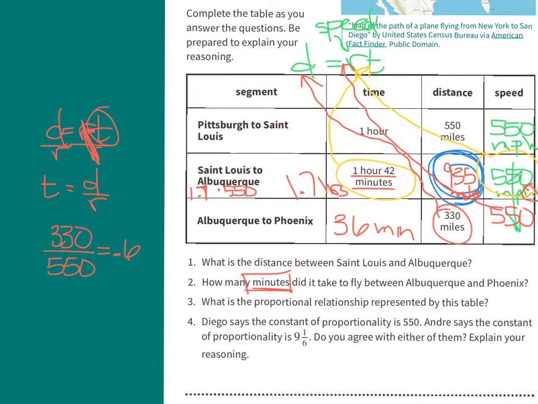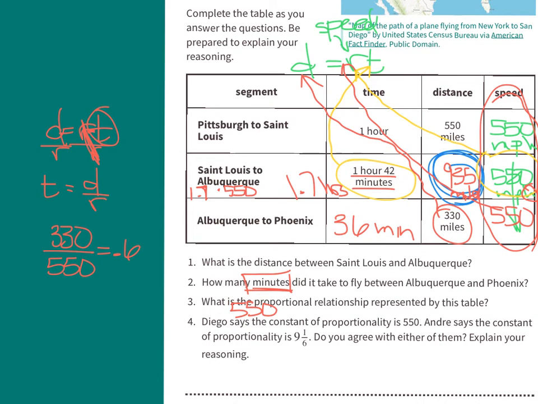The proportional relationship is the number that doesn't change in the column. So the only number that is the same on each row is this right here, 550 miles. So the proportional relationship is your speed, 550. Diego says the constant proportionality is 550.